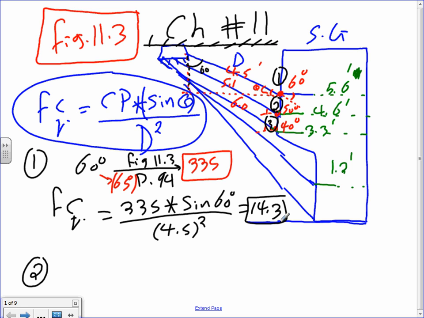Let's do foot candle at point 2. At point 2, Darren, my friend, the distance is 5.1 and the angle is 50. So it's piece of cake. You don't even have to find the angle. At point 2, I need to find the value for 50.